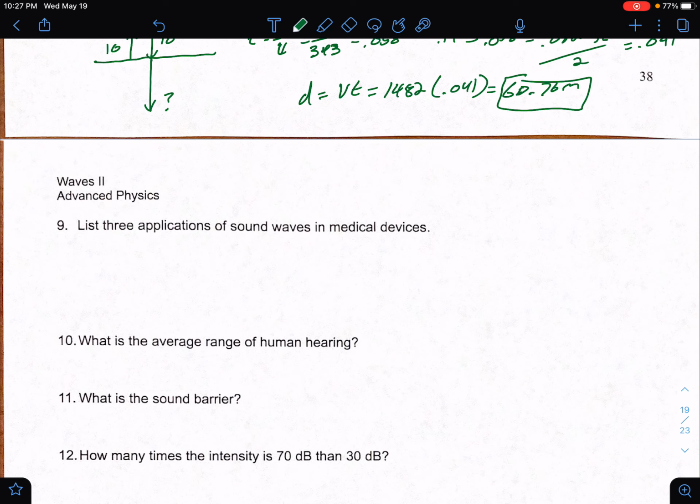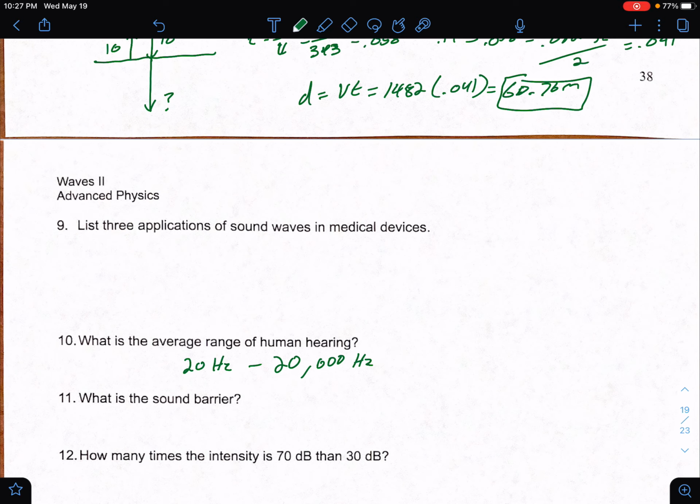10, what is the average range of human hearing? Okay, that is going to be 20 hertz to 20,000 hertz. Okay, so anything above 20,000 is going to be supersonic, and anything below 20 is going to be infrasonic.